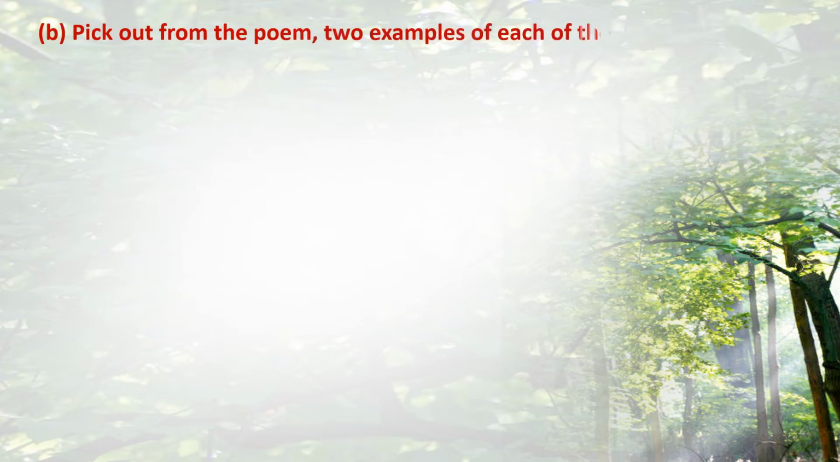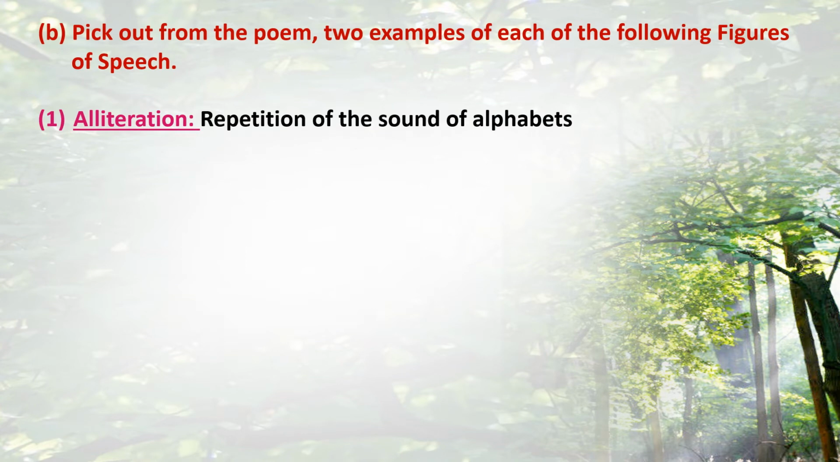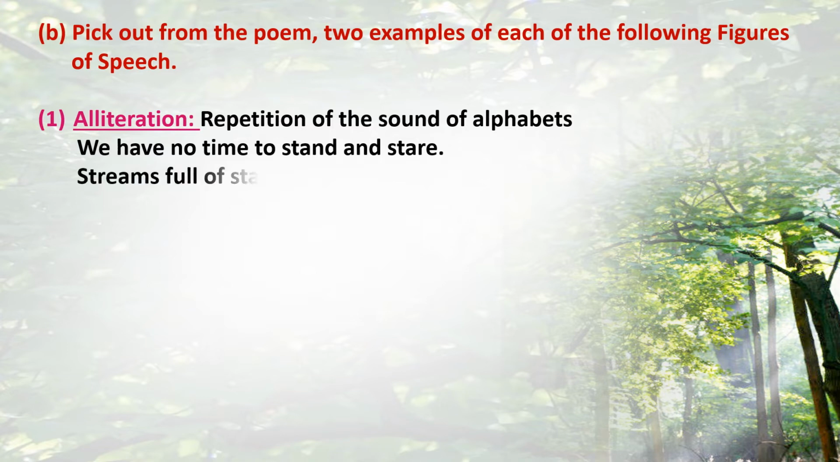Pick out from the poem two examples each of the following figures of speech. Alliteration. Now, alliteration is repetition of the sound of alphabets. We have no time to stand and stare. ST and ST, stand and stare. We have the sound repeated. Therefore, this is an example of the figure of speech called alliteration.